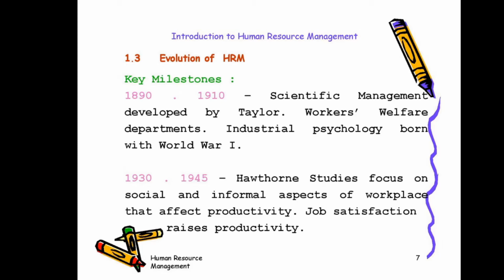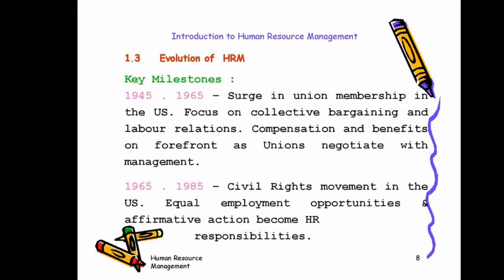So that is what people were talking about from 1930 to 1945, and then from 1945 to 1965 they were talking about unions, or union membership. Normally this started in Western countries, like the US, and you have studied the concept in legal collective bargaining and labor relations. They were talking about compensation and benefits at the forefront, as unions negotiated with the management. So compensation and benefits mainly during 1940 to 1965.